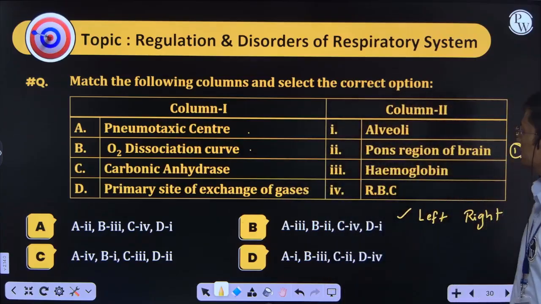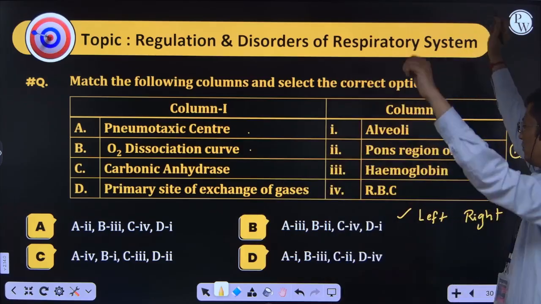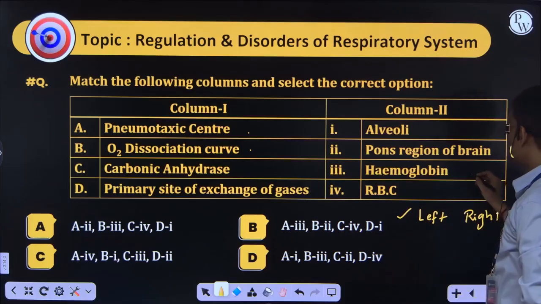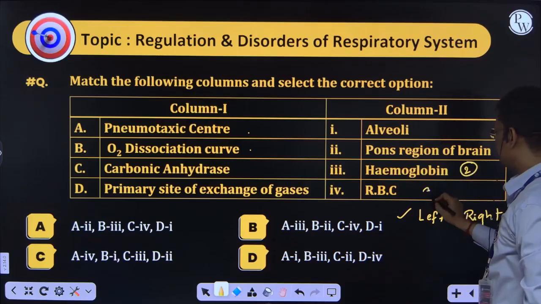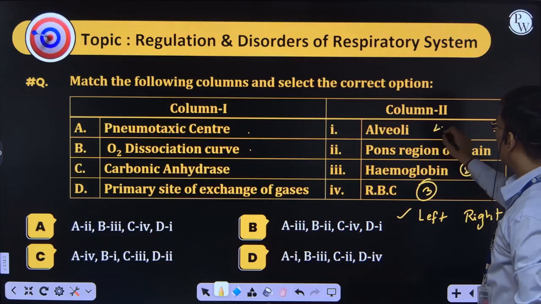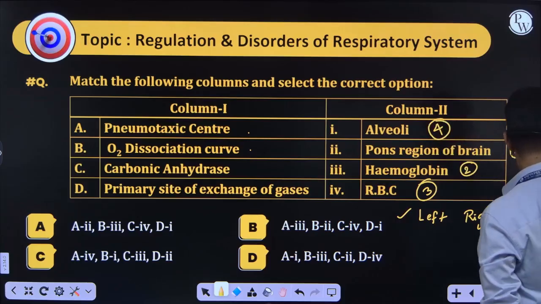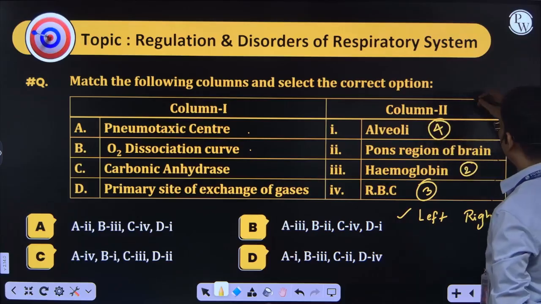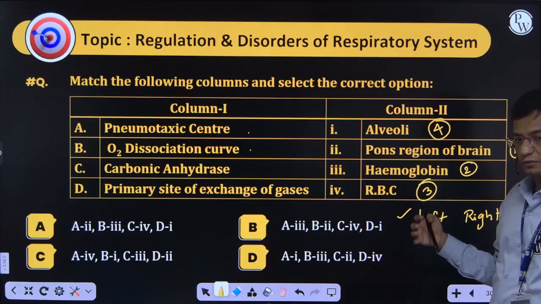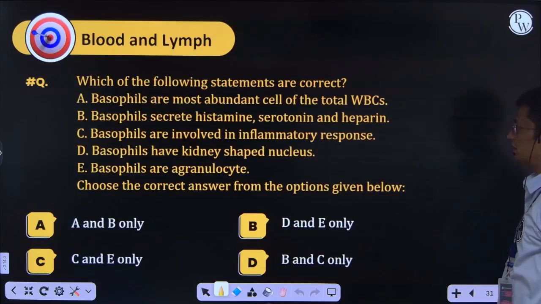Carbonic anhydrase is an enzyme present in RBC and also in plasma. So here RBC is given, so we can mention RBC. The primary site of exchange of gases is alveoli. Alveoli is given. Gaseous exchange takes place in the alveoli. So why is there gaseous exchange in alveoli? Because the alveolar membrane is very thin and it is made up of simple squamous epithelium.